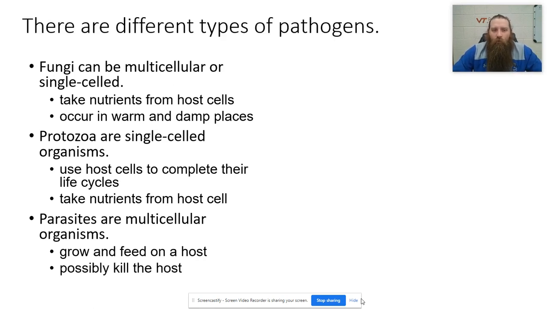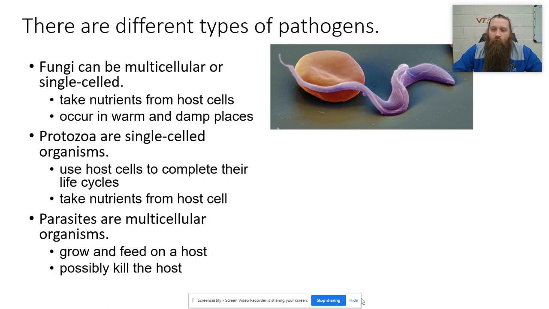So fungi are like mushrooms, right? Or molds. Those are examples of funguses. Fungi can cause disease in humans. Protozoans are single-celled organisms, usually eukaryotes, that are going to steal nutrients from their host cells or use the host cell to complete the life cycle. So they may need a host cell in order to reproduce or some other aspect of their life cycle. Parasites are multicellular organisms, and they're going to grow and feed on the host. They might even kill the host.